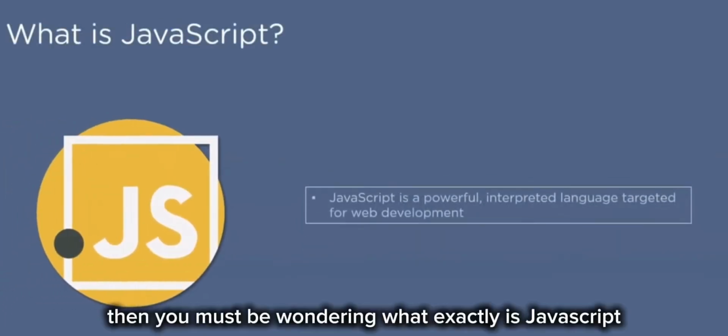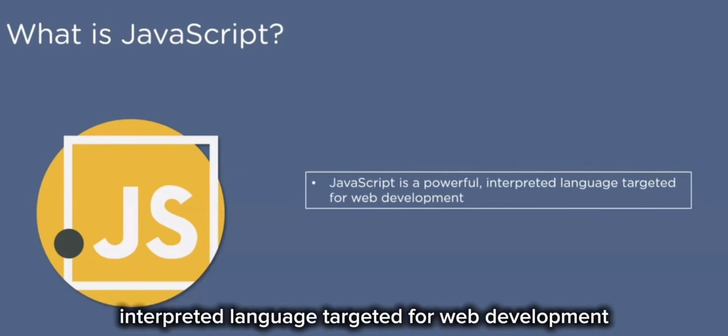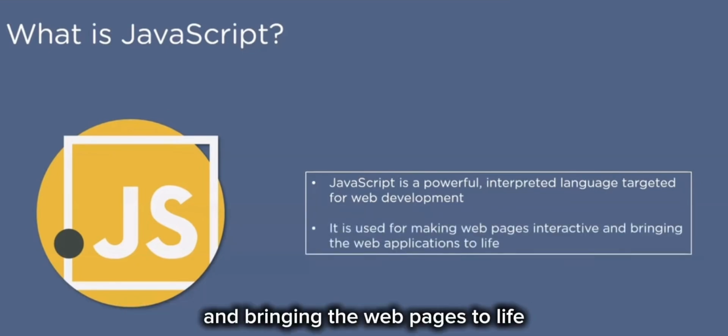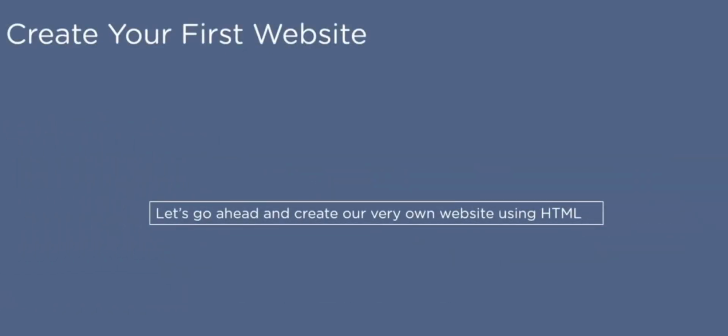Then you must be wondering what exactly is JavaScript. JavaScript is a powerful, interpreted language targeted for web development. It is used for making web pages interactive and bringing the web pages to life. So now, let's create your first website.